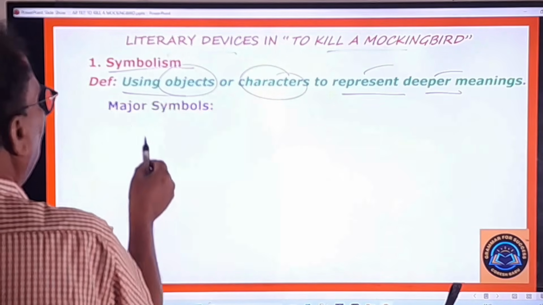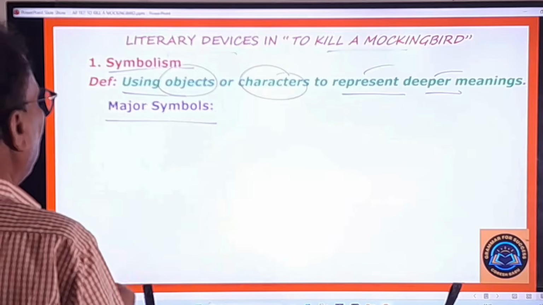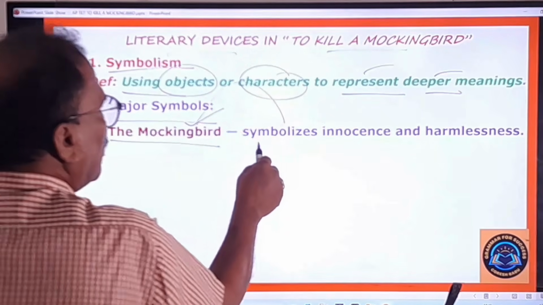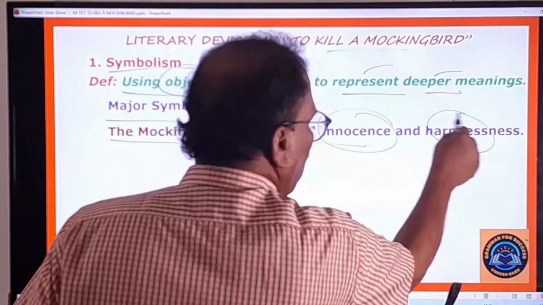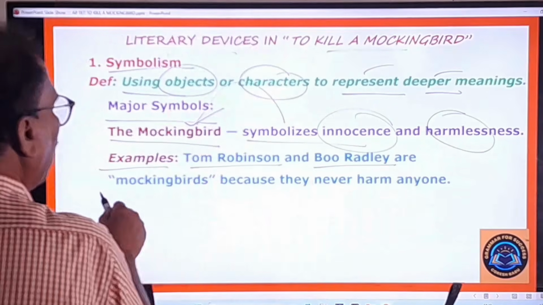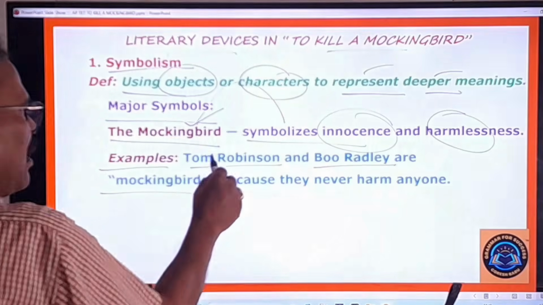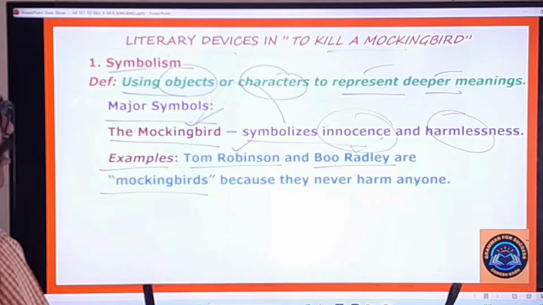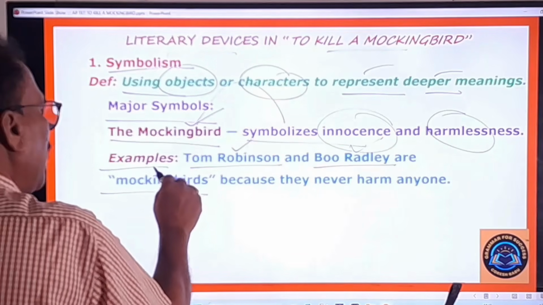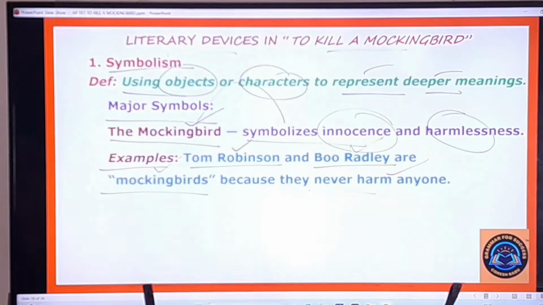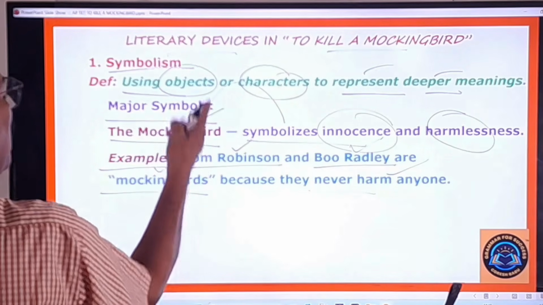Here you pay attention. Major symbols of this novel. What are they? The mockingbird is a major symbol. What does this stand for? This stands for innocence and harmlessness. For example, Tom Robinson and Boo Radley are mockingbirds in this novel. Tom Robinson was an innocent man and Boo Radley was also an innocent man, and they were just like the mockingbirds because they never harmed anyone. They were harmless people, right? And that's why the mockingbird is a major symbol in this novel.